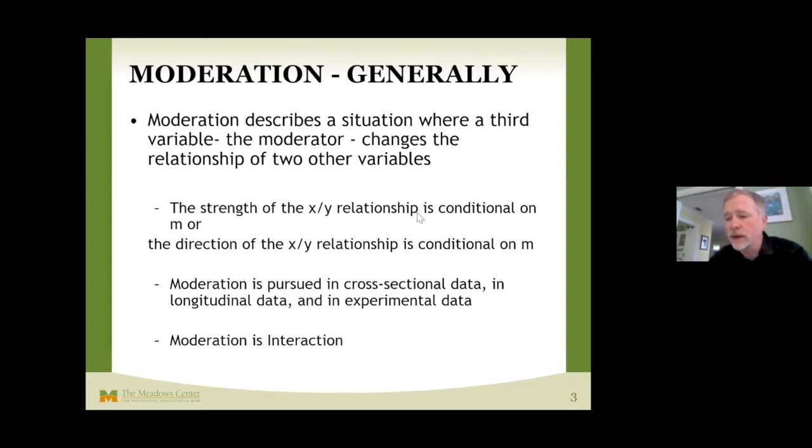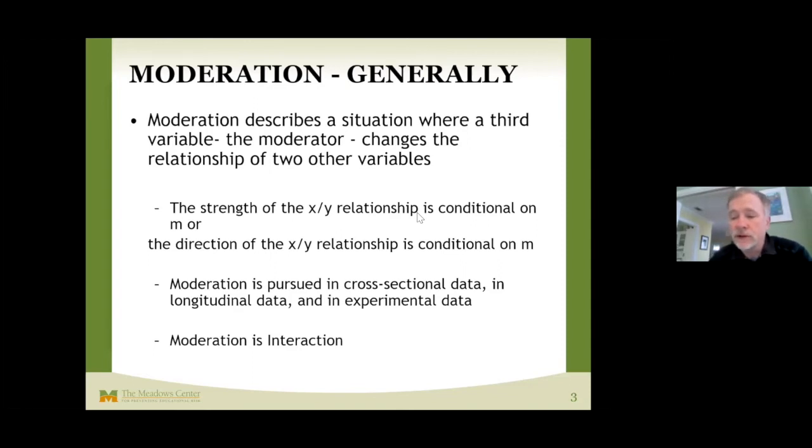This third variable may influence the relationship of X and Y. To the extent that it does, M is said to moderate that relationship. Different values of a moderator are associated with statistically different relationships of X to Y. That's basically the definition of moderation. M moderates the relationship of X to Y. Moderation can be modeled in most types of quantitative data, including cross-sectional, longitudinal, and experimental data.